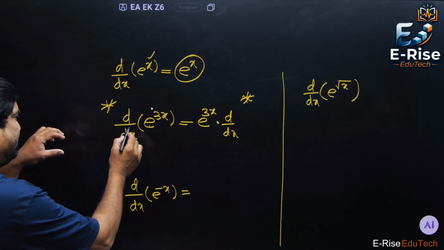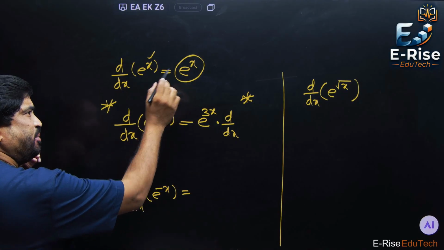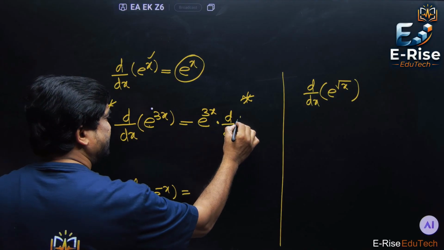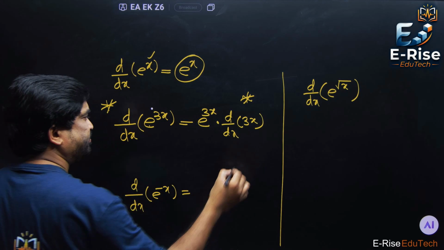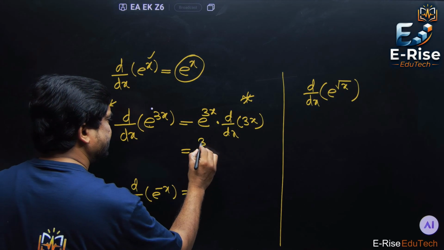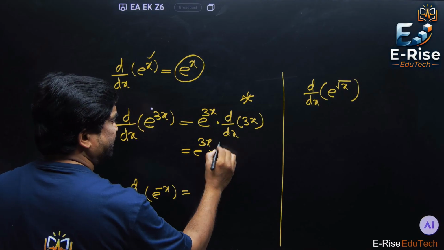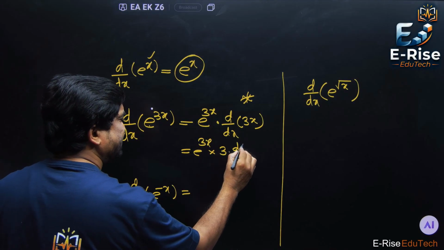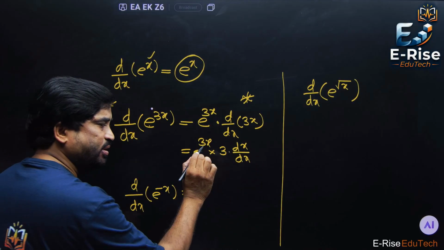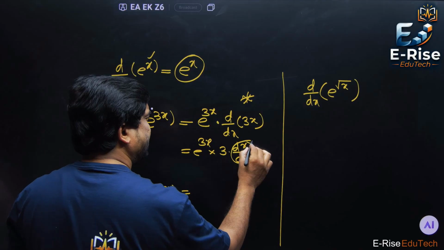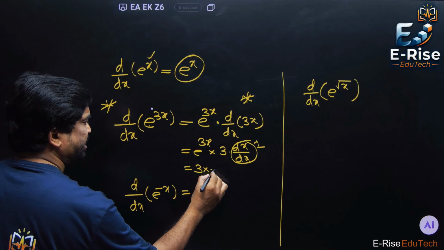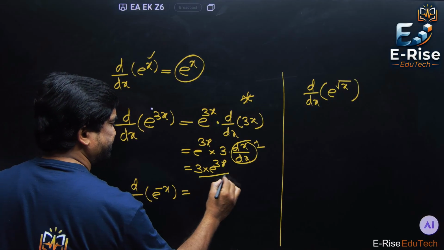Like this here, d by dx of e power x equal to e power x is very nice. But here there is 3x. So when we apply the internal differentiation, we get 3x. Next, simplify. E power 3x into 3 is a constant, dx by dx. We already saw this in formula 1 only. So this complete term becomes 1. 1 into 3, 3 only. 3 into e power 3x is the answer.